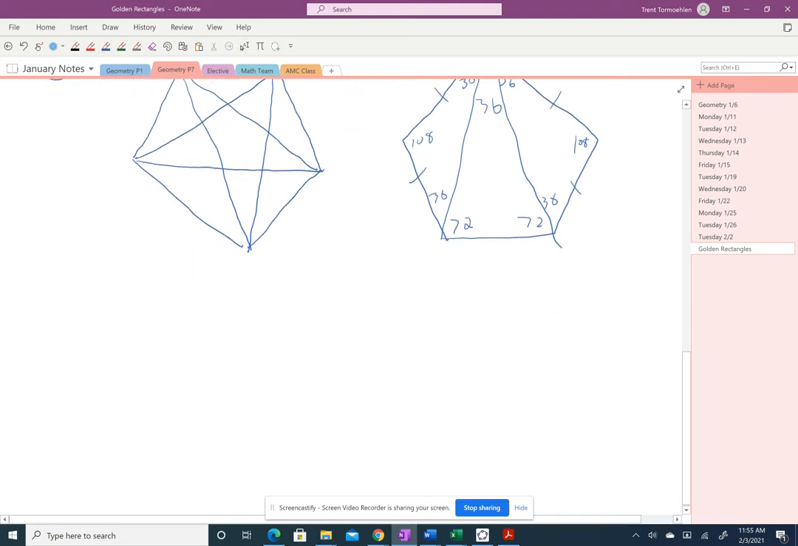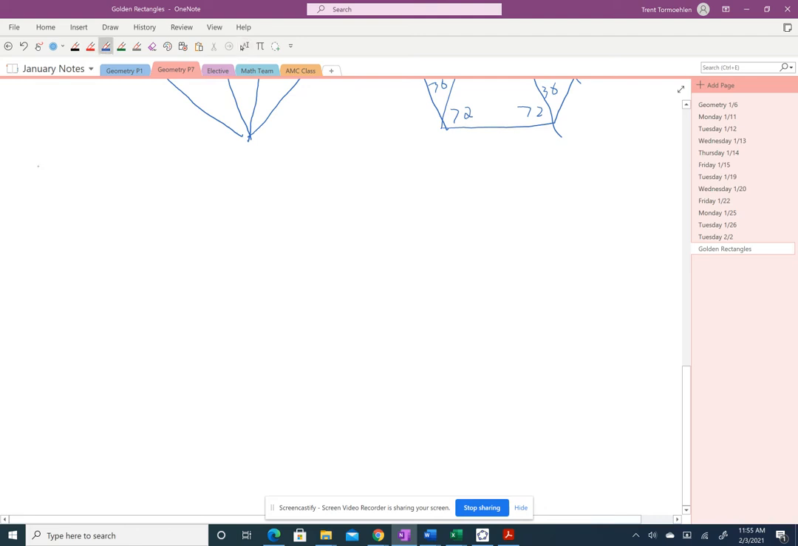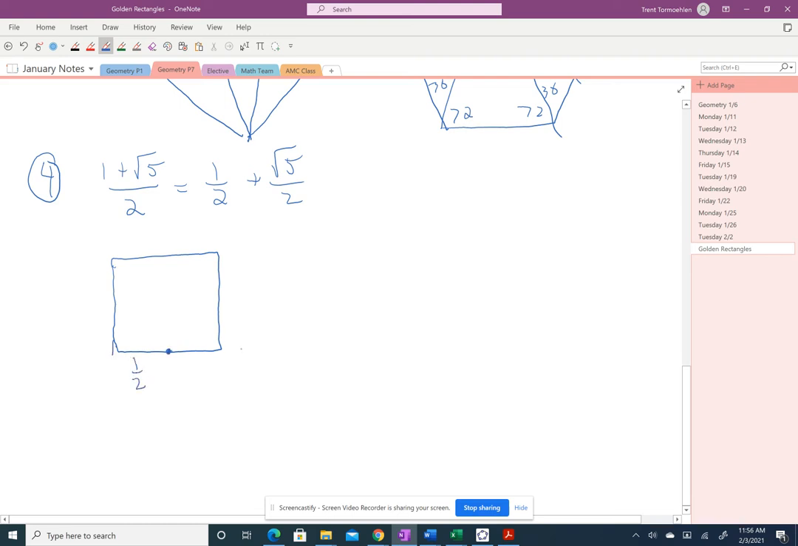But for now, I want to talk about how I could construct a golden rectangle. If I gave you a ruler and a compass, how might I construct a golden ratio? Well, to do that, we take a look at our number, 1 plus root 5 over 2, and we realize it's the same as 1/2 plus the square root of 5 over 2. Well, if we look at a square with side length 1, then if we take a midpoint of the side, we get 1/2. And so we know the golden rectangle is going to come some distance over here to create this similar rectangle.